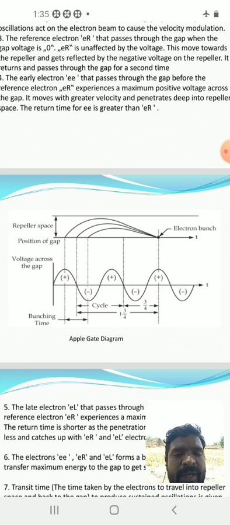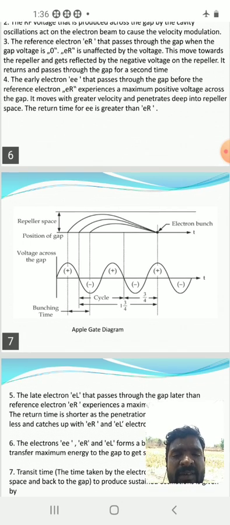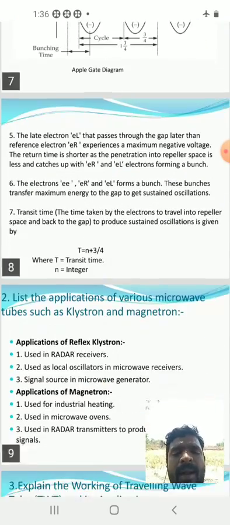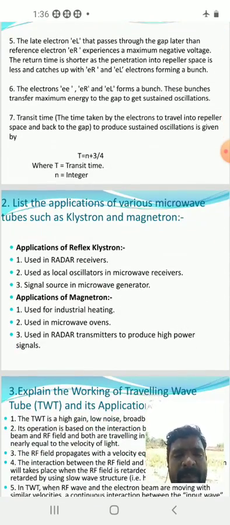So after one complete cycle plus three-quarters, the bunching process takes place. So nT equals n plus 3/4, where n equals 1 plus 3/4. In this way the reflex klystron is working. Applications of the reflex klystron: these are mainly used in radar receivers, microwave receivers and microwave generators.